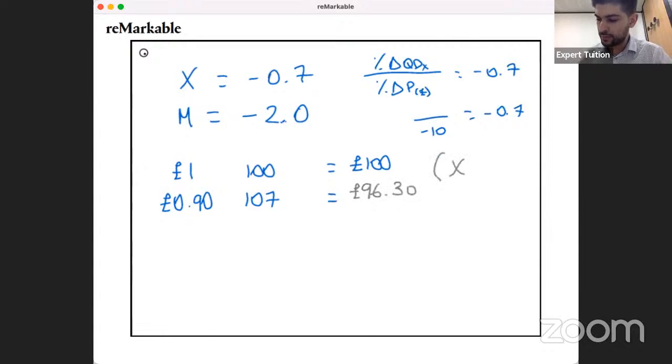Right, this is on the export side. Do you notice, by the way, that on the export side of things, I'm worse off. I used to make £100. I now make £96.30 because exports were inelastic. Let's now deal with it in terms of imports. Well, again, let's do the same thing.